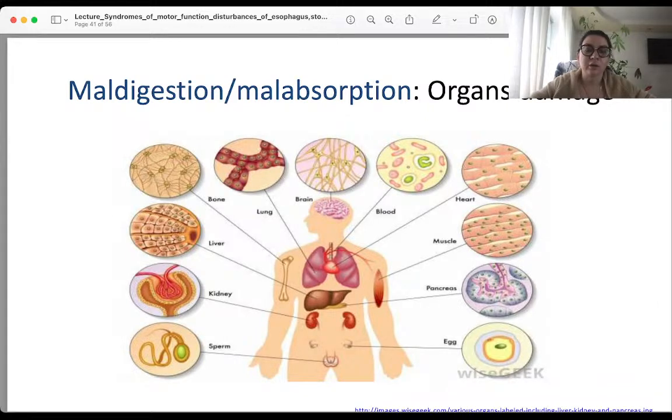What organs and systems can be damaged by maldigestion and malabsorption? Primarily, nearly all systems, nearly all organs can be affected by abnormal digestion and abnormal absorption of nutrients. It is sperm, egg, pancreas, muscles, heart, blood, brain, lung, bone, liver, kidney and all other organs and systems. That's why this problem is very important.